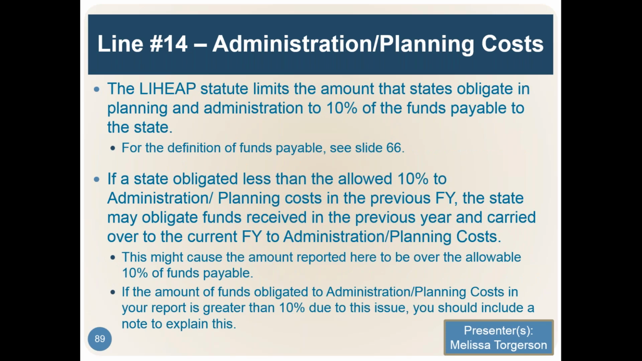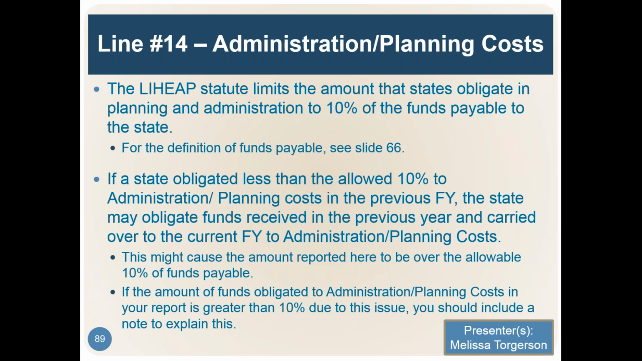So once again, the statute limits the amounts that you obligate to planning and administration to 10%. And if a state obligated less than the allowed 10% to admin and planning in the previous fiscal year, the state may obligate funds received in the previous year and carried over to the current fiscal year to administration and planning costs. So once again, this is something to highlight. This might cause the amount reported here to be over the allowable 10% of funds payable.